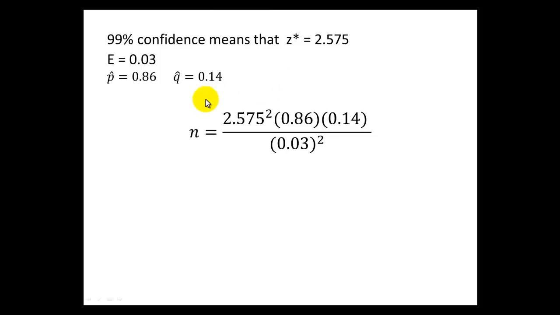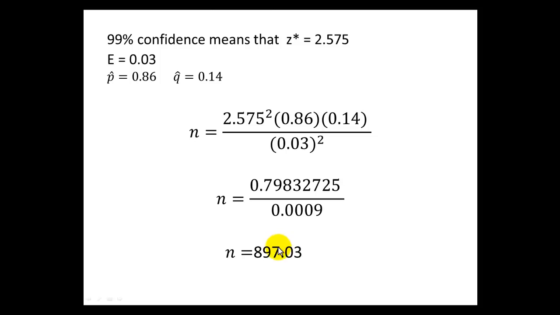So if we plug these values above into our sample size calculation formula, don't forget to square Z star and E. Intermediate step here, you can try with your calculator, see if you get the same thing. And if we divide it out, we discover that we get 897.03. Now, we have a little bit of a decimal value here. It's not exactly 897, and because this is here, we're going to have to round.